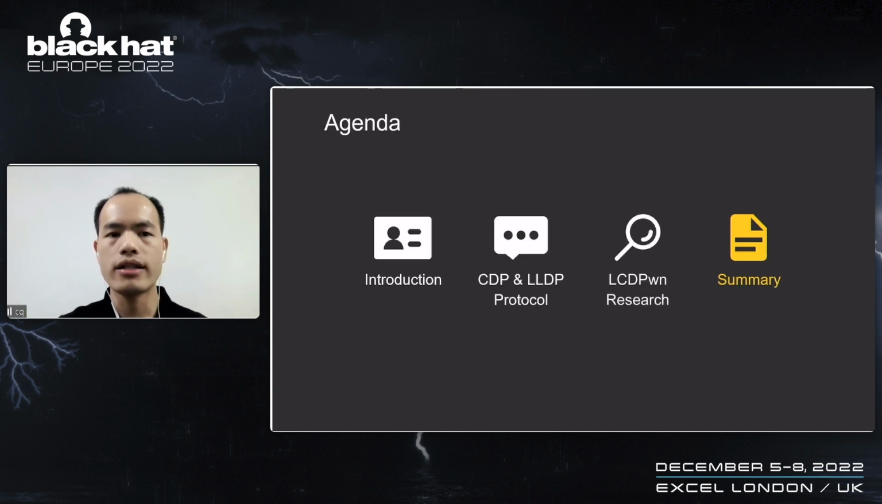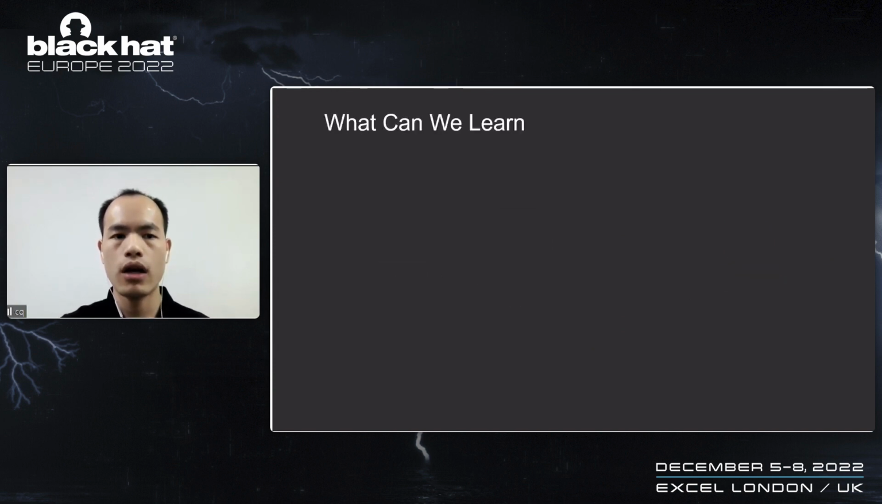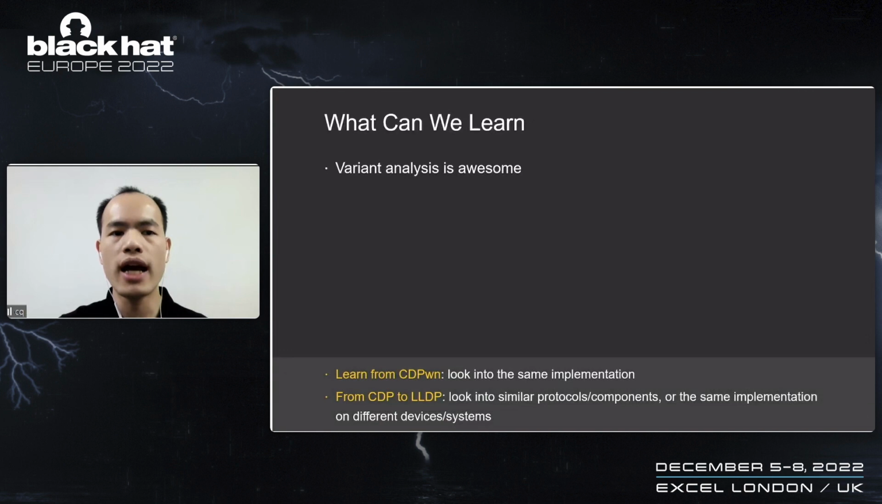The last part is a summary of this talk. LLDPwn is a series of zero-day vulnerabilities found in Layer 2 protocols, CDP and LLDP. What can we learn from it? First, variant analysis is cool. On the one hand, we can try to look into the same implementations to find more bugs. On the other hand, it can be done on a broad level, such as looking into similar protocols or components, or the same implementation on different devices or systems.